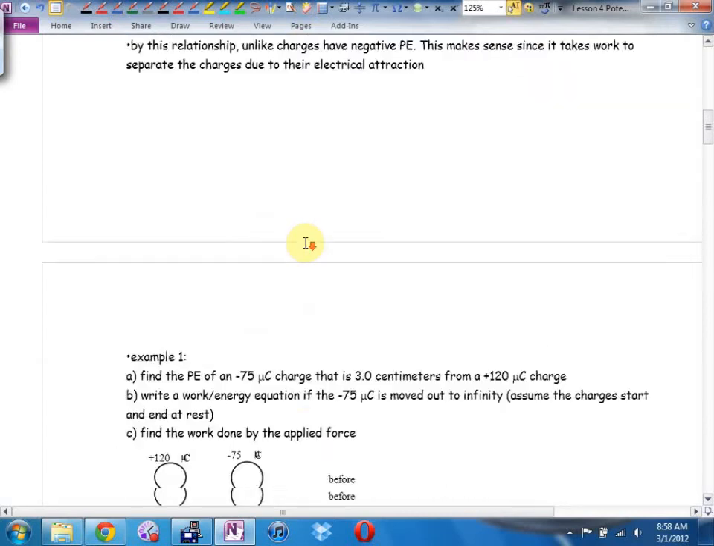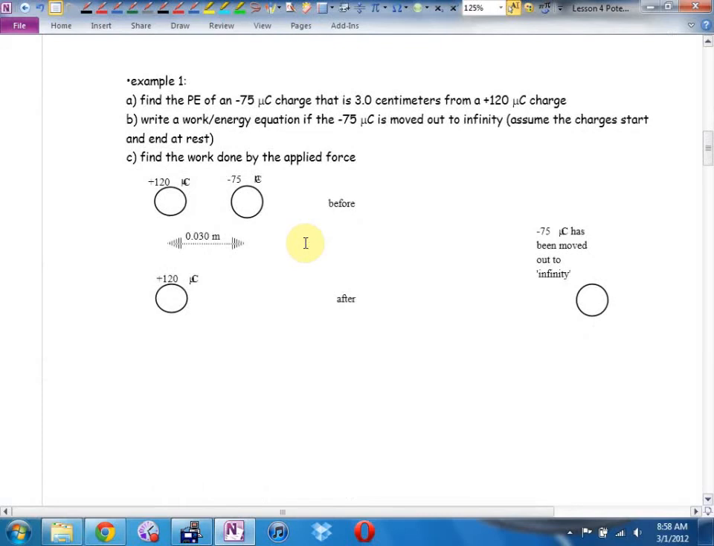Okay. Example one. Find the potential energy of a negative 75 microcoulomb charge that is 3 centimeters from a positive 120 microcoulomb charge. Let's do that first. Potential energy for point charges is K Q1 Q2 over R. K is still 9 times 10 to the 9th.